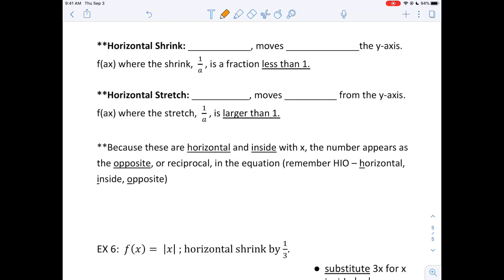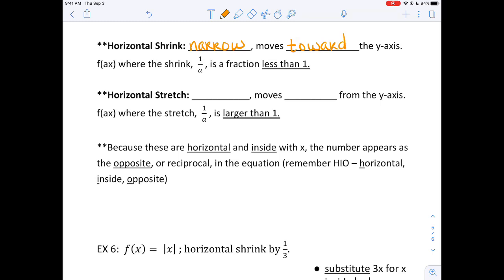Finally, we're going to talk about horizontal stretches and shrinks. This is the one transformation that we did not discuss last time in lesson 1.2. So a horizontal shrink is going to cause the graph to narrow. It's moving toward the y-axis, which means it's moving away from the x-axis.